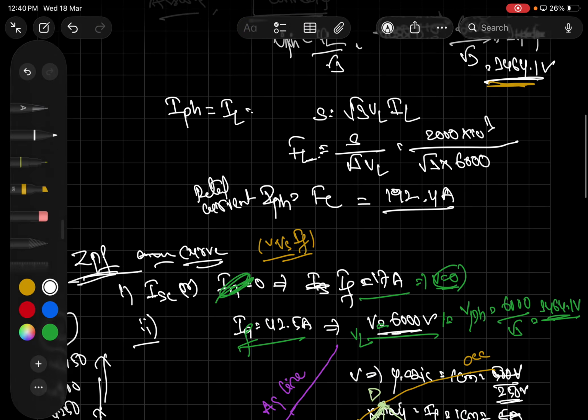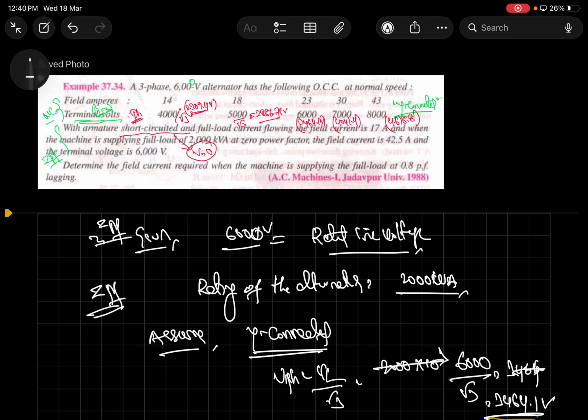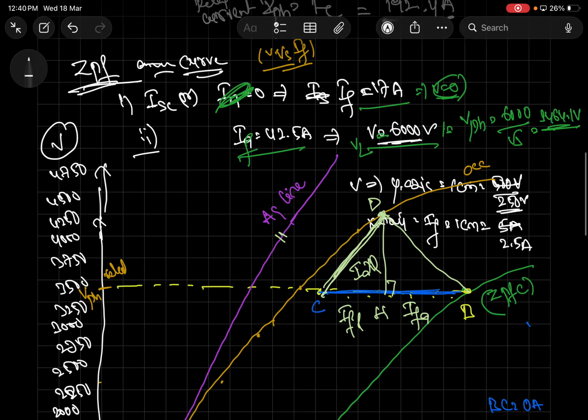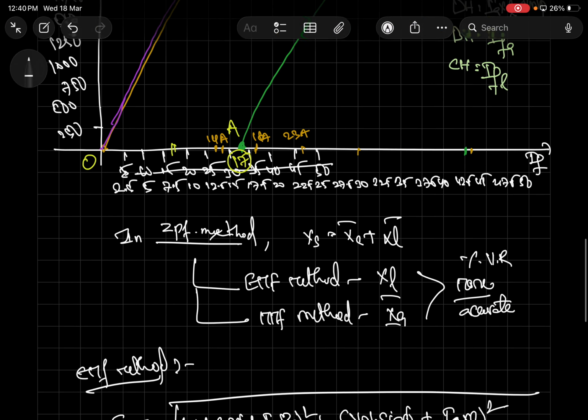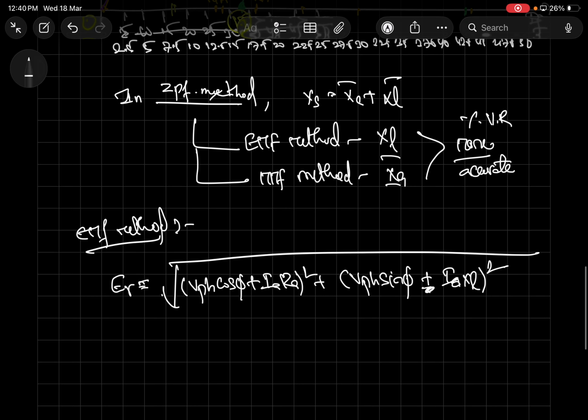In the question it is given as a lagging load or leading load. It is given as 0.8 power factor lagging. So it will be plus only. Simply substitute the values. Let's do it fast.